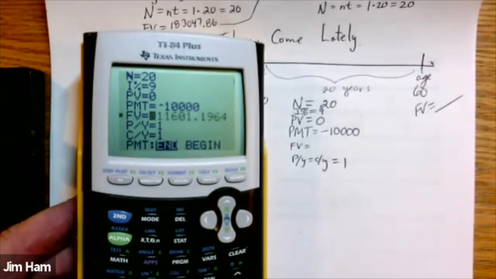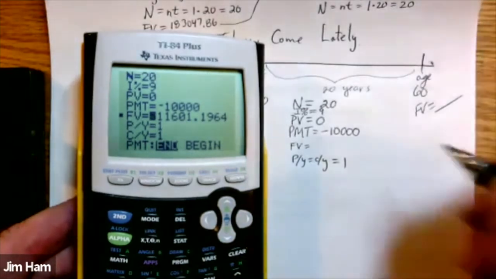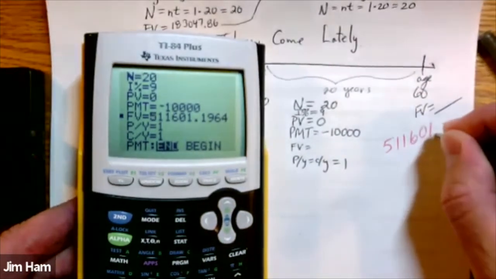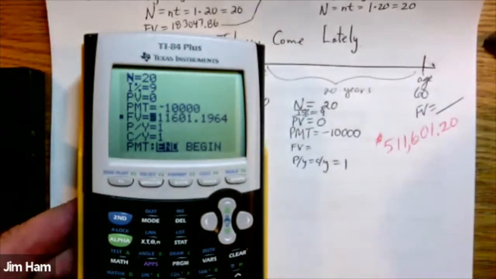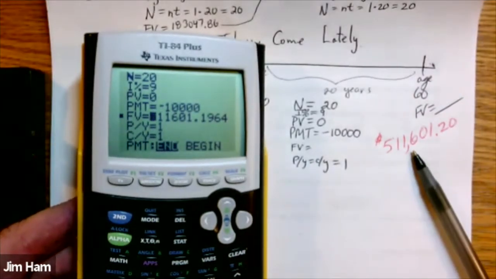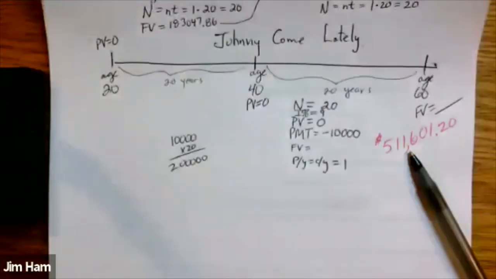So alpha solve, and we'll write down this number, 511,601.20. Right, so that $200,000 did grow to $500,000. This is a very nice nest egg here. So he's to be commended on his investment. However, look at the difference.